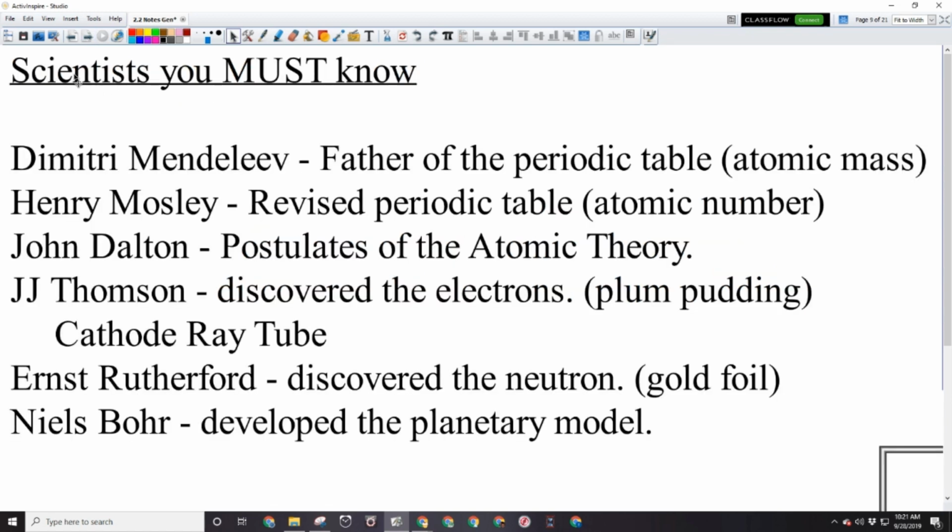So finally, before we leave, scientists that you must know, write down these 6 scientists and what they did, and we're going to talk about these in class and their contribution to the atomic theory.